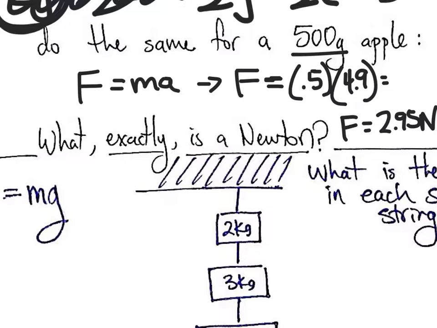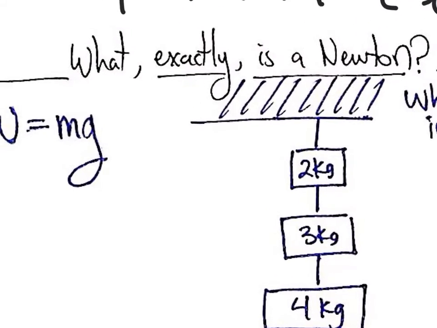2.45, that's what I meant. 2.45 newtons. Right. Okay. Oh, good. Here we are. What exactly is a newton?